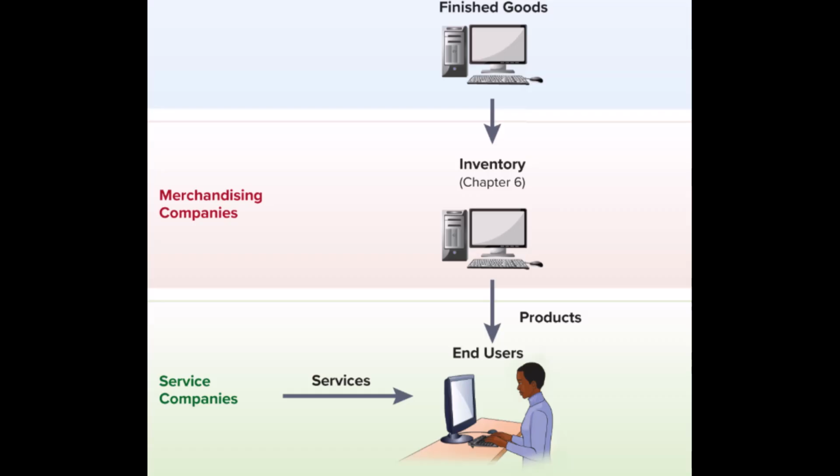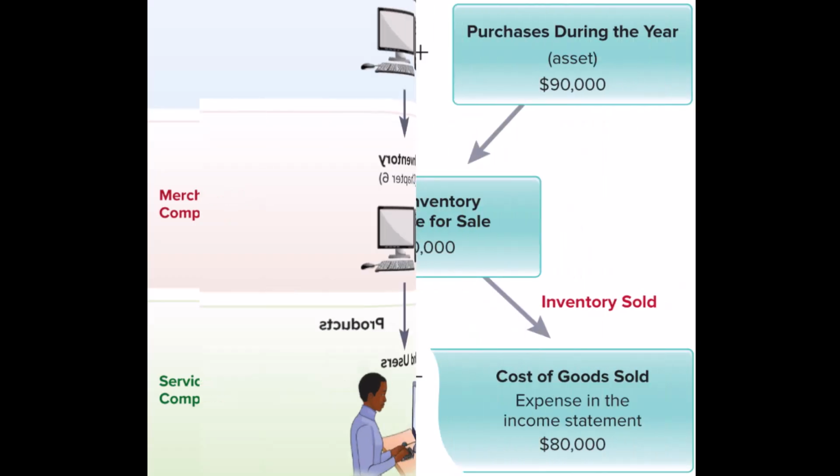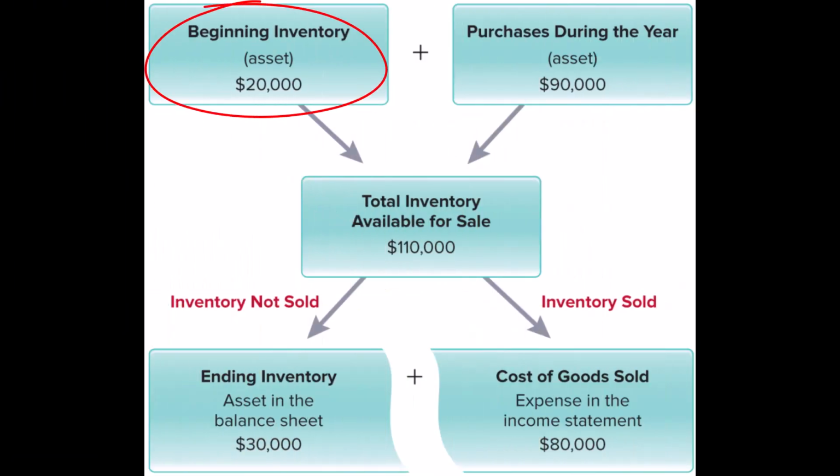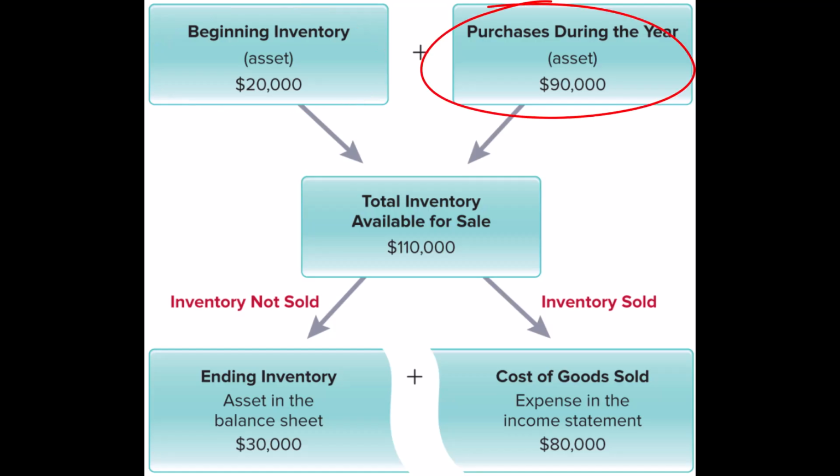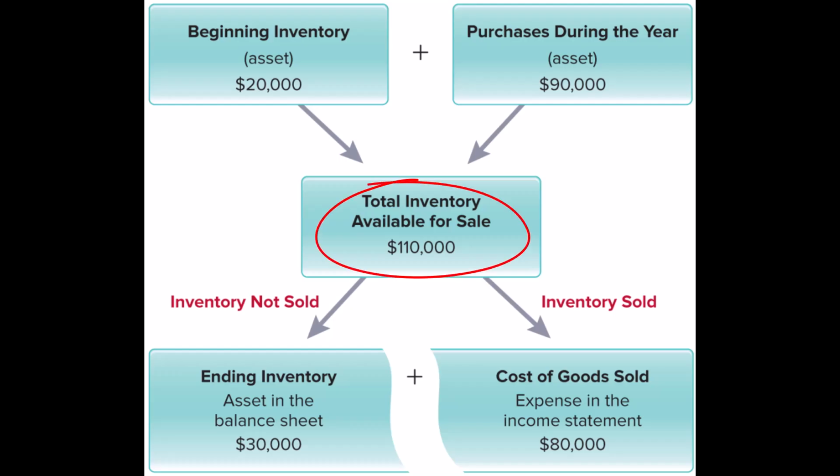But regardless of the company type, the fundamental math for tracking inventory cost is the same. We start with our beginning inventory, what we had on hand. We add the purchases we made during the year. Together, that gives us our total inventory available for sale.